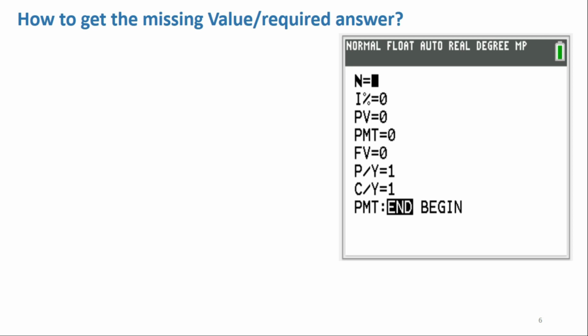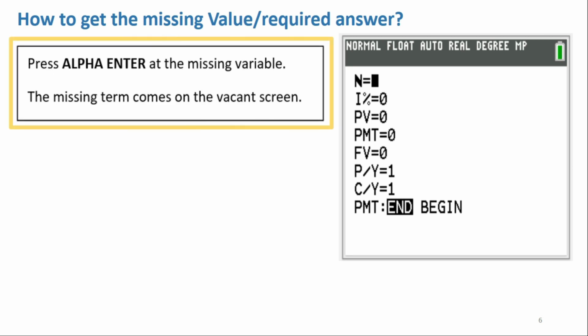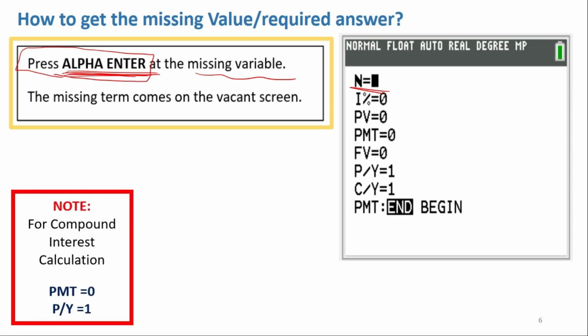Now from the screen, once the values are entered, you have to place the cursor at the point where you need it. For example, in this case, if n is the missing variable that you want to find, the number of years, then you keep the cursor there and you press alpha enter. In the later part of this video, I'll be showing you how to put the values and to use this step. Just to remind you that it is alpha enter which needs to be pressed to find the missing variable. And remember that for compound interest calculation, the payment PMT is 0 and P/Y is 1.